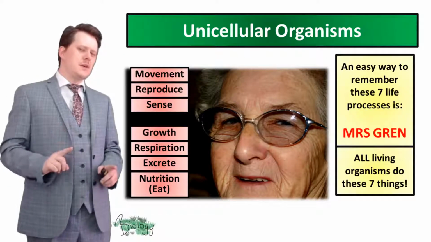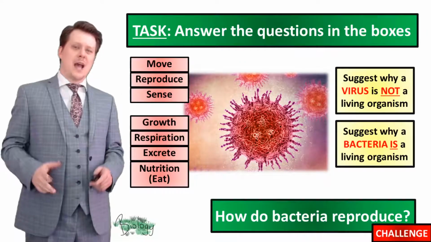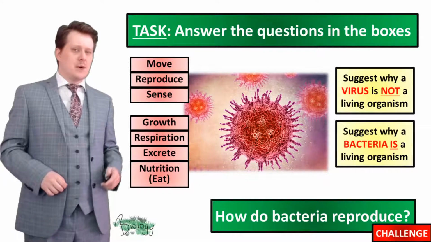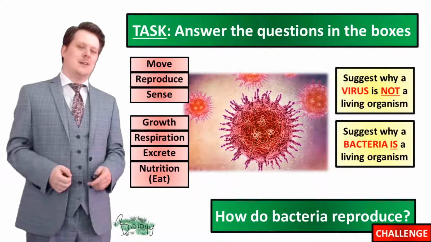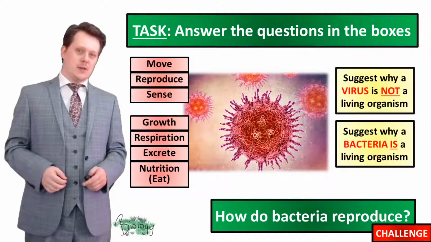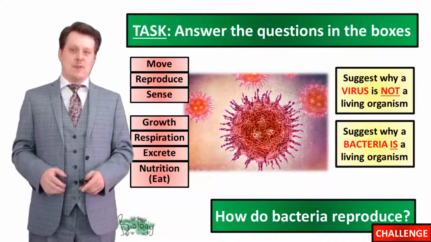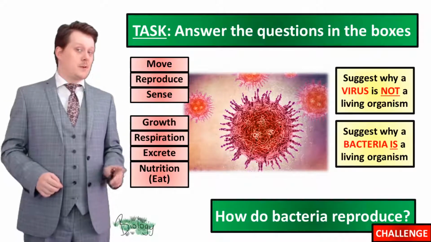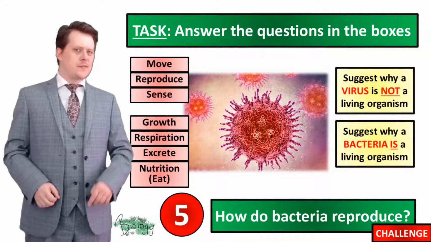And keeping in mind that all living things do these 7 processes, I would like you to answer the 2 questions that are in these boxes. Number 1, suggest why a virus is not a living organism. And number 2, suggest why a bacteria is a living organism. And if you still want a challenge, you can make a suggestion on how bacteria reproduce. I'm going to put 5 seconds on the clock, and if you need more time, pause the video, and when you're finished, we'll go through the answers together.